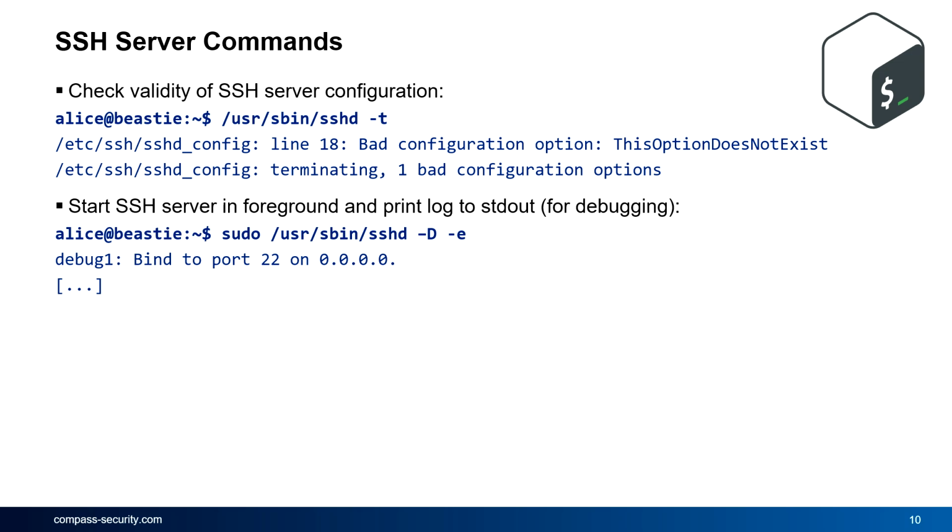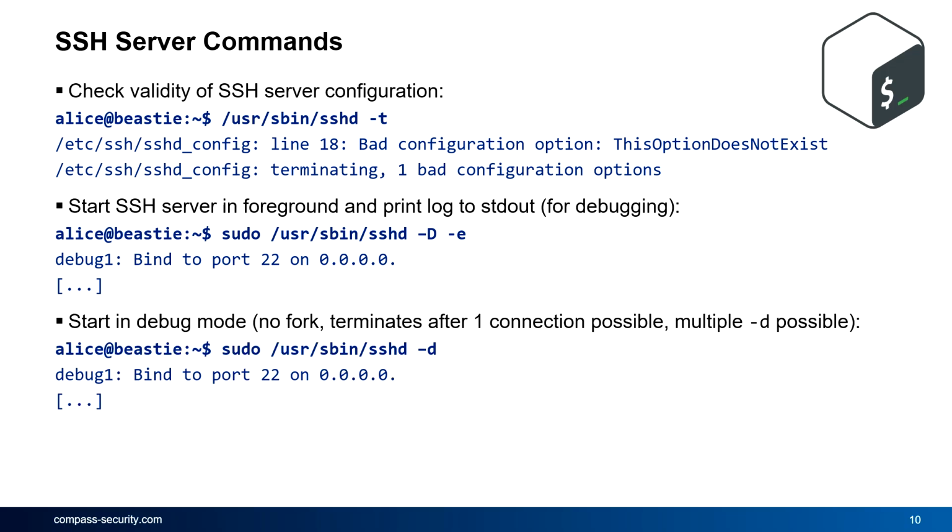For debugging purposes, it's sometimes useful to start the SSH server in the foreground and print all the logs to the standard output. You can do this using the parameters -D and -E. So if you connect, you can directly see what happens on the server side.